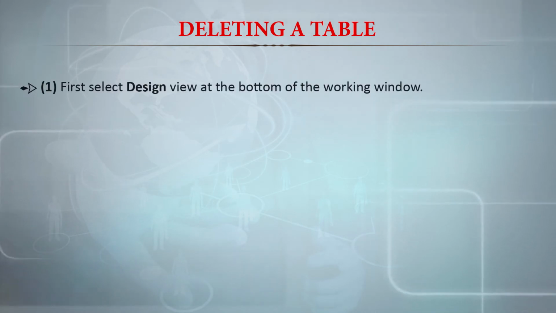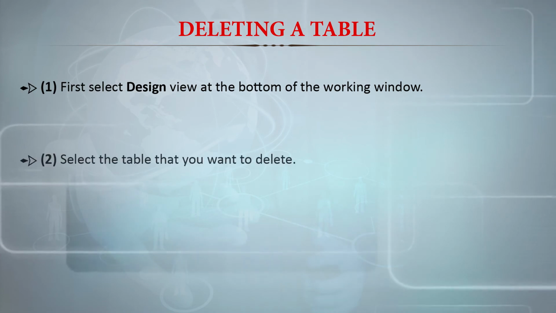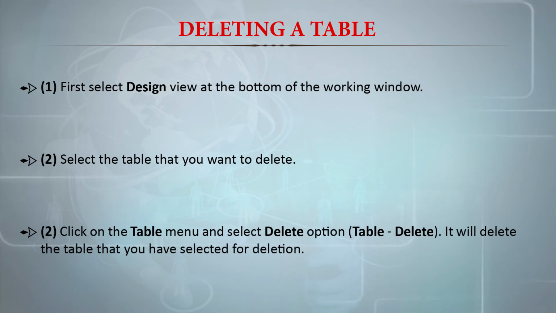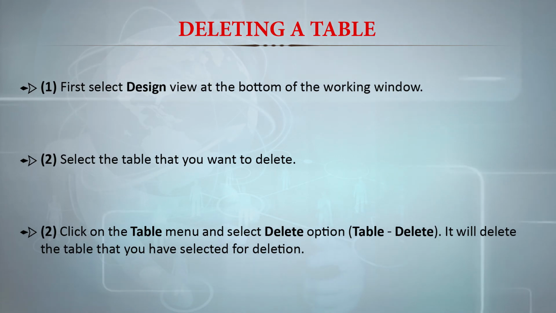The process is that first you select the design view at the bottom of the working window, select the table that you want to delete, click on the table menu and select the delete option. So you have to select the table menu and then select the delete option in it. It will delete the table that was selected for deletion.